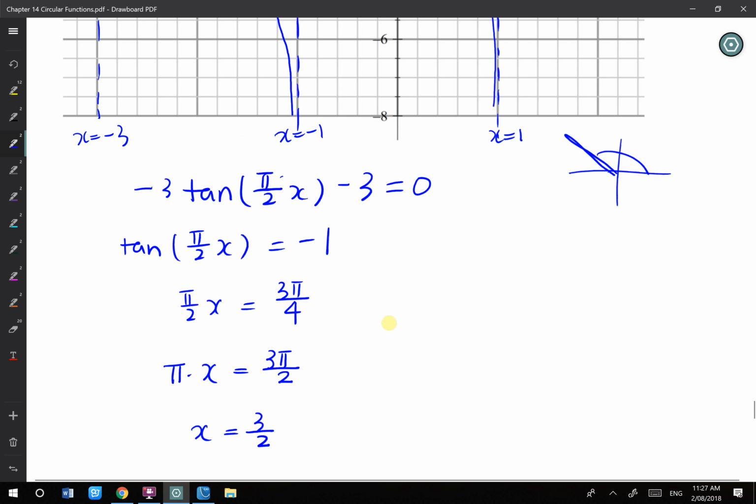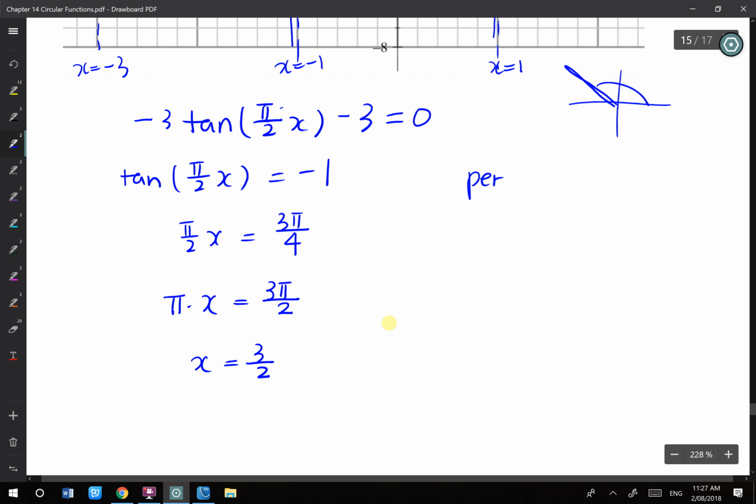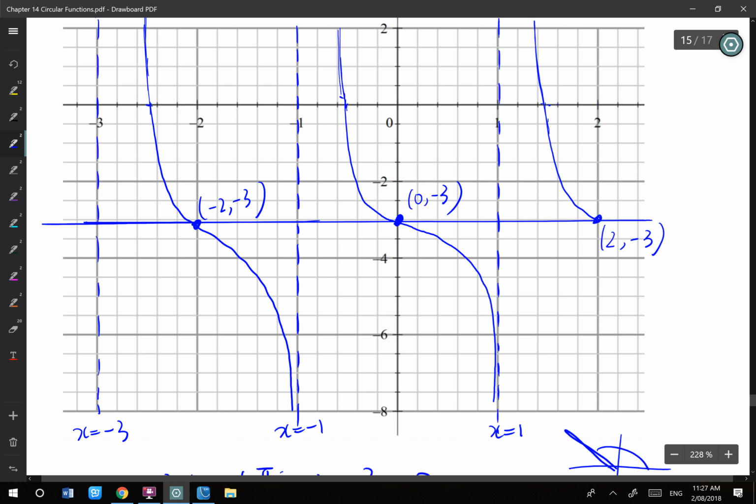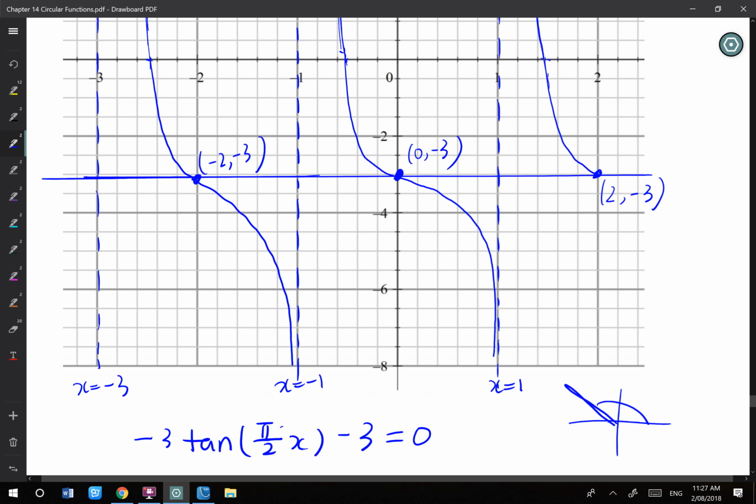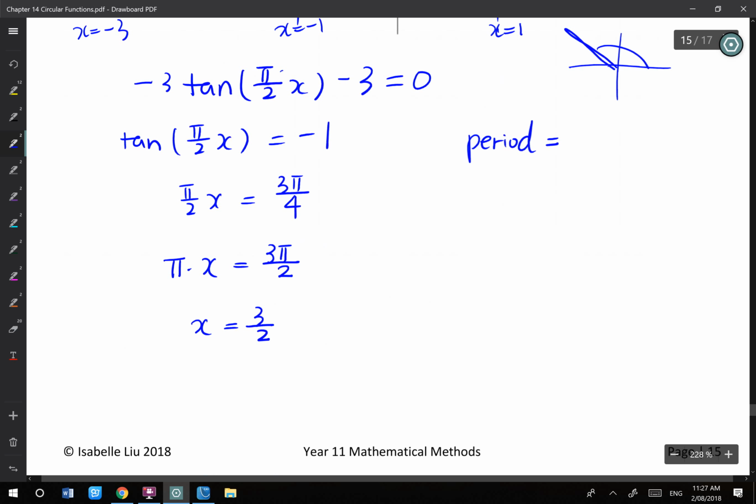What's the period for this question? Just 2, because you can see the distance between 2 asymptotes. That's -3, -1, that's a 2. So period equals 2, which is pi divided by pi over 2, and that gives you 2. Pi divided by n is pi over 2. So we have 2. Period is 2.